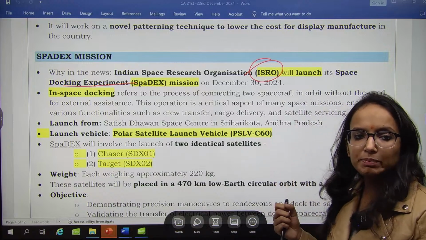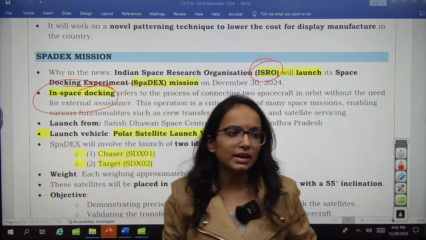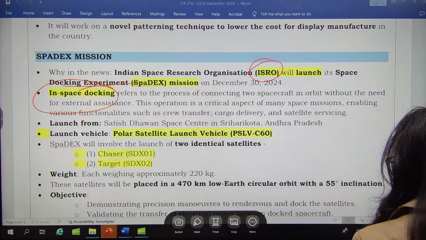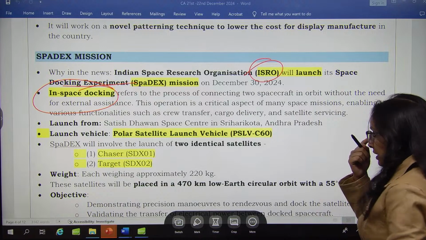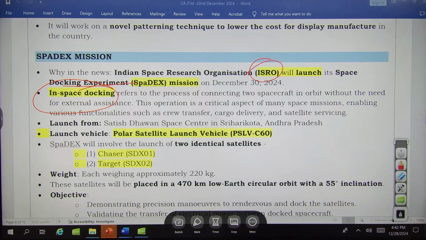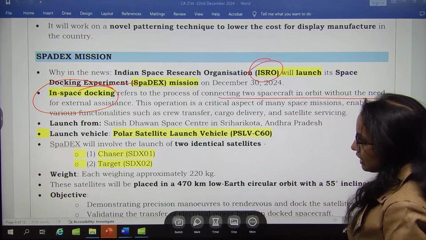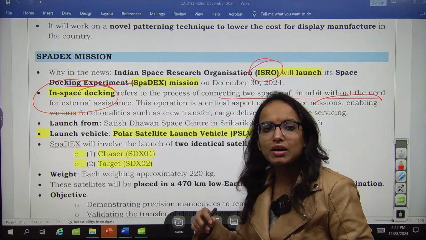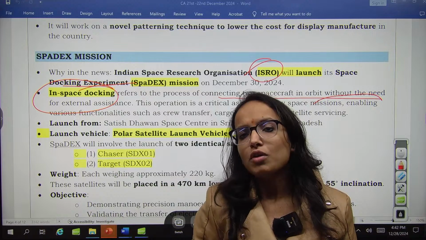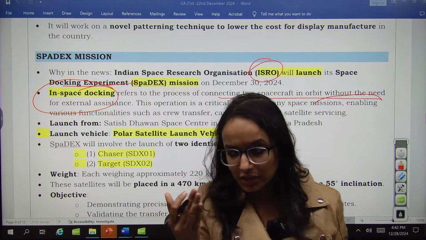What is this? This is planning to have in-space docking. With this mission, India will enter the list of the existing 3 countries which have successfully conducted in-space docking. India has not conducted this so far. What is in-space docking? Connecting 2 spacecrafts in orbit without the need for external assistance. Like you have 2 separate spacecrafts in orbit, you want to connect them. For example, you want to transfer the crew from one spacecraft to the other, right?